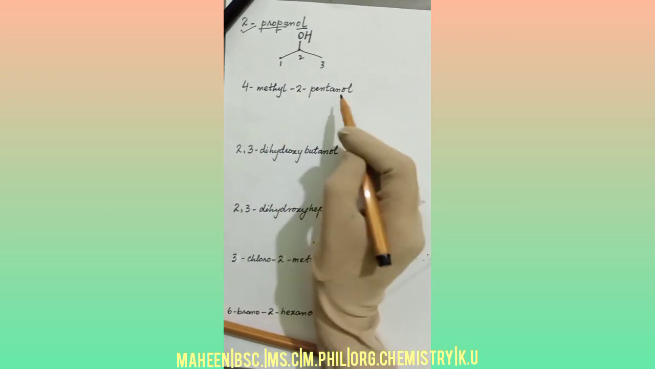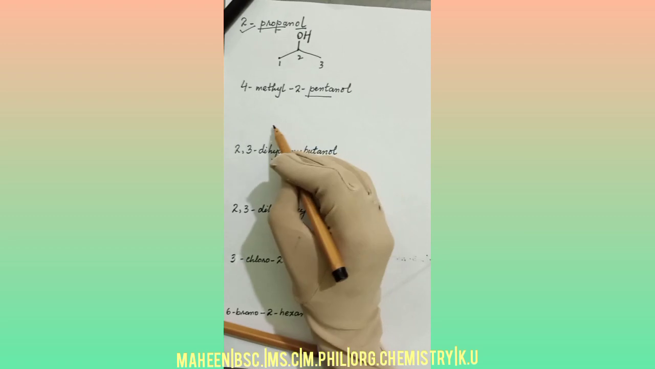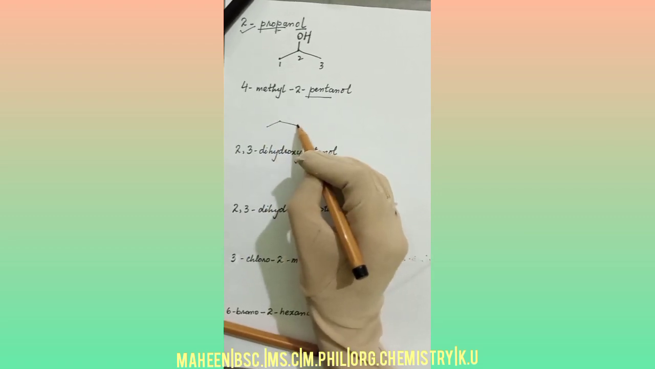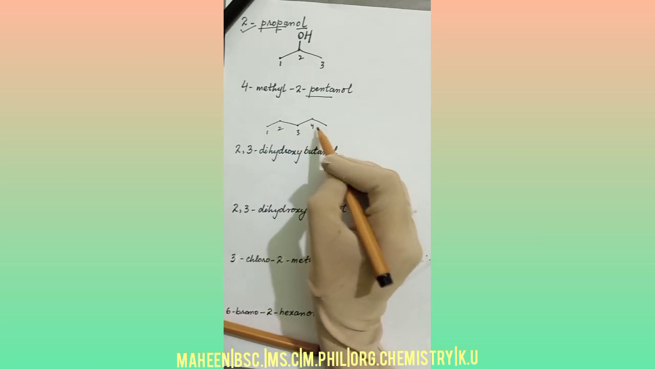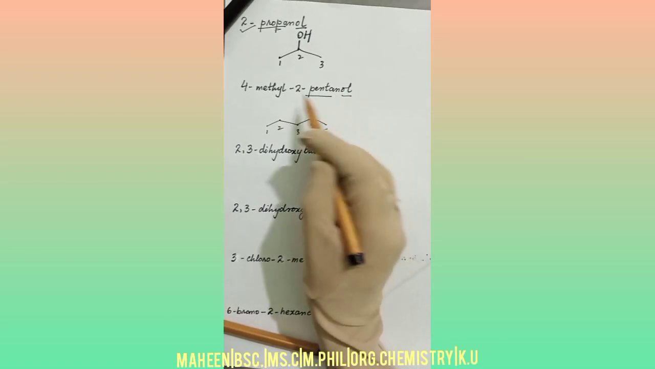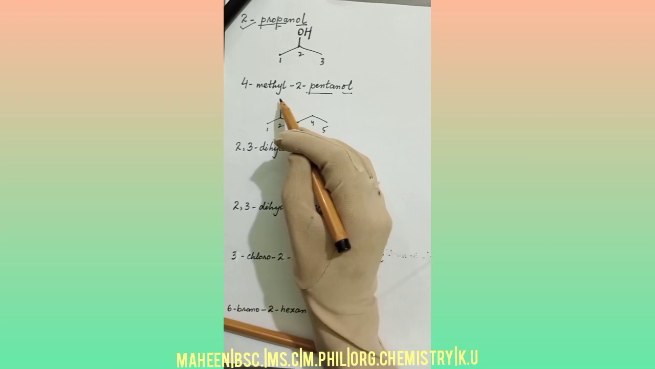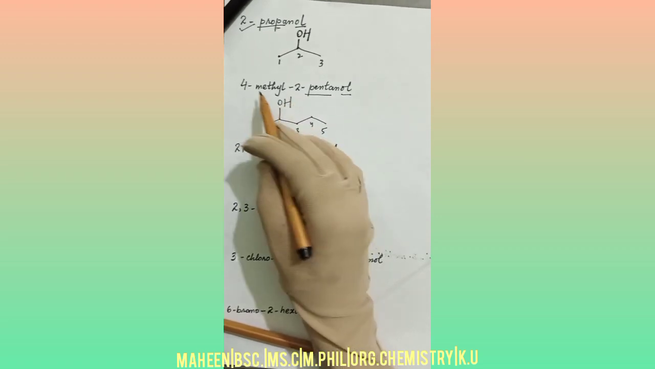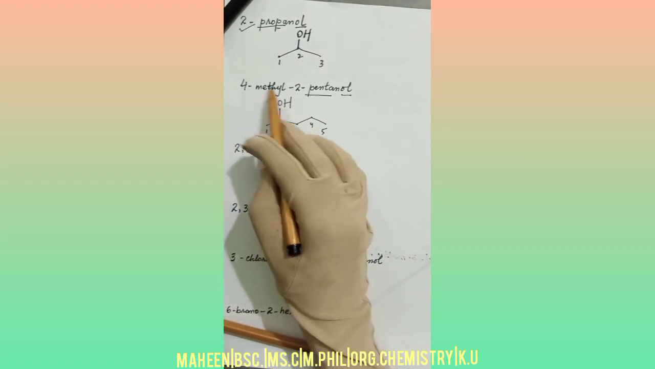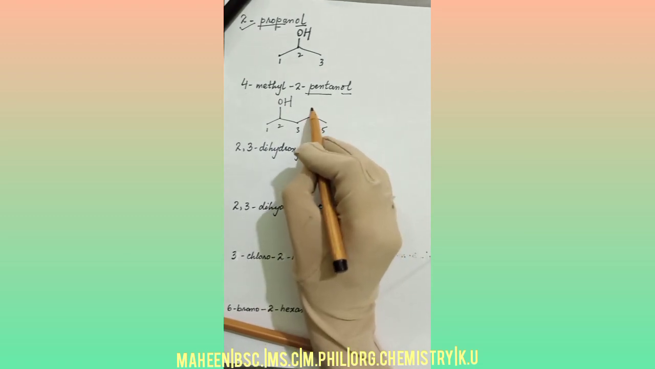Now coming to the next molecule, it's pentane, so I will use 1, 2, 3, 4, and 5. It's an alcohol again at second position, and 4-methyl means the methyl branch is present at the fourth position, so it will be our final structure.